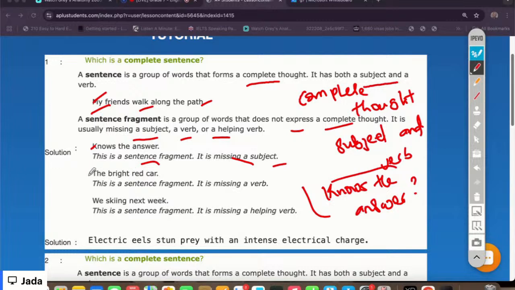Next up, we have: the bright red car. This is missing a verb because we do not know what happened to the bright red car. It just says the bright red car. If it's a complete sentence, we can say the bright red car stopped or the bright red car is moving. But for this one, it is missing a verb and it is incomplete. This is what makes it a sentence fragment.